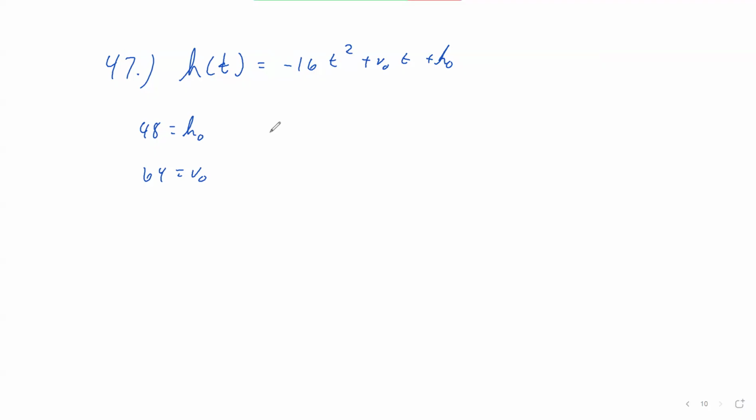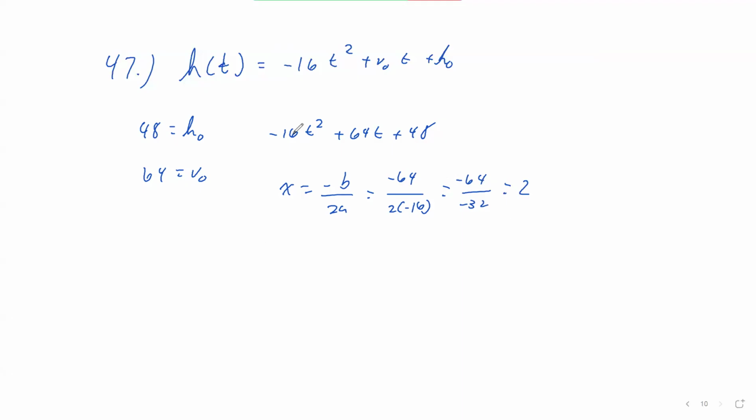So we're going to plug this in. So it's going to be negative 16t squared plus 64t plus 48. So again, I'm looking for the maximum height. So that would be h of t. So I've got to find out what time that happened at. So negative b divided by 2a. So negative 64 over 2 times negative 16. So that's negative 64 over negative 32. So that's positive 2. So it happened in 2 seconds.